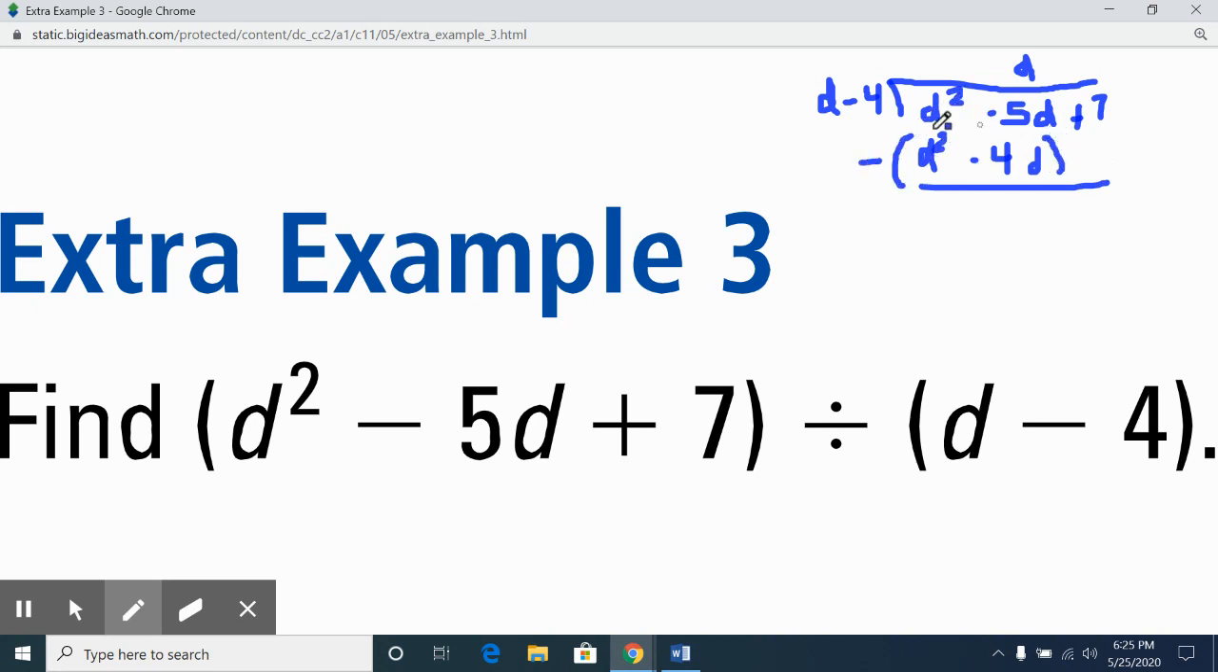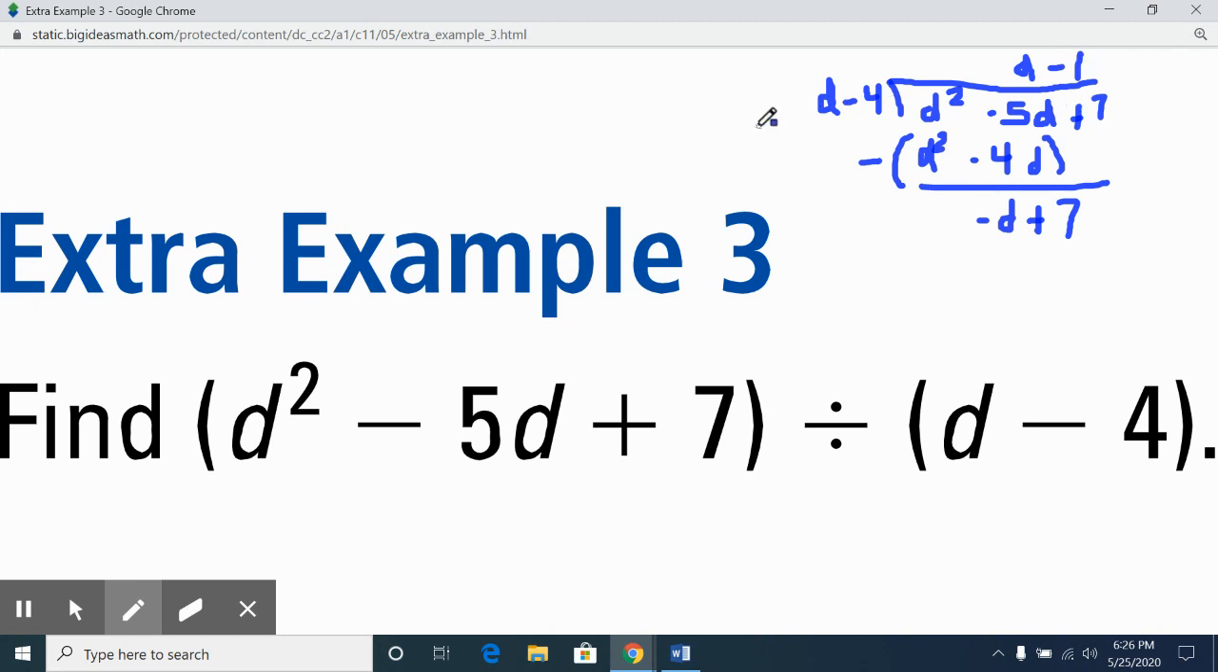D squared minus d squared cancels, there's nothing left. -5d minus a negative is really plus. That leaves me with just -1d. Bring down the plus 7. Okay, let's divide again. This first term by this. -d divided by positive d, -1. The d's canceled, there's -1 left.